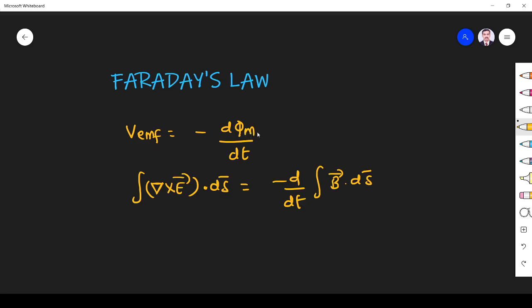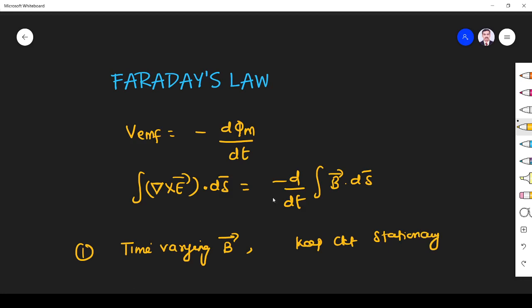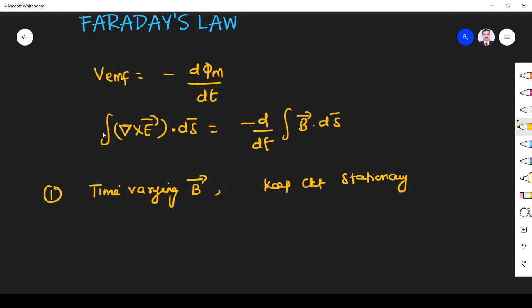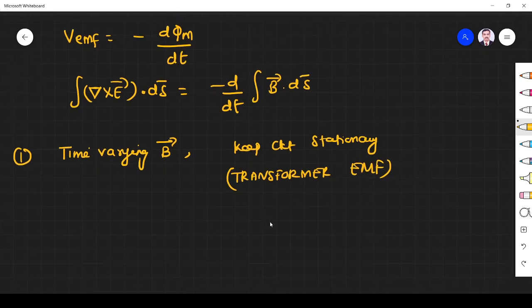That time varying flux can be generated in three ways. The first way is, you keep your circuit stationary and vary your magnetic field. So change your magnetic field with respect to time, keeping the circuit stationary. This is the first way time varying flux can be generated. If you generate time varying flux like this and it results in an induced EMF, then that EMF is known as transformer EMF. This we studied already in our introduction. Now we analyze in depth and derive the Faraday's law equation.